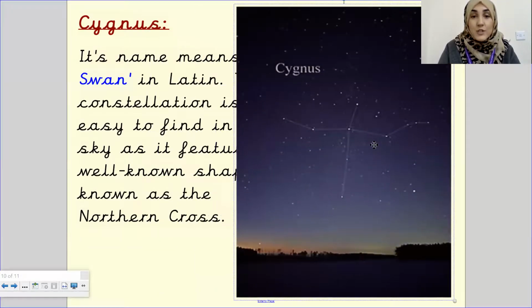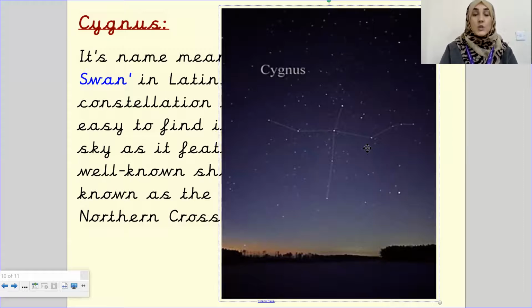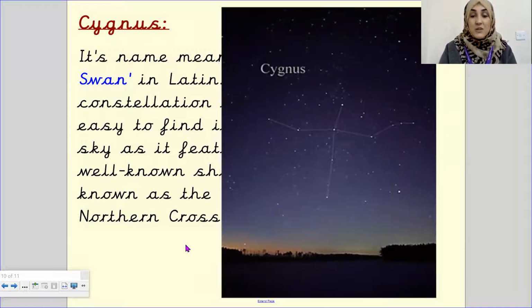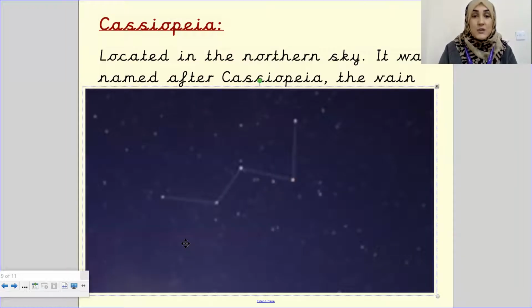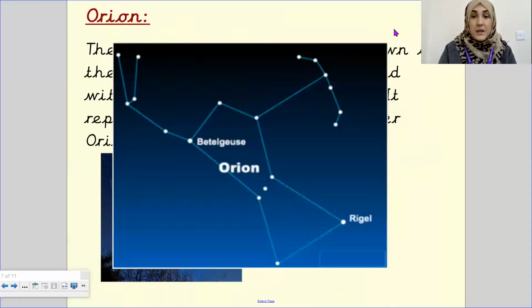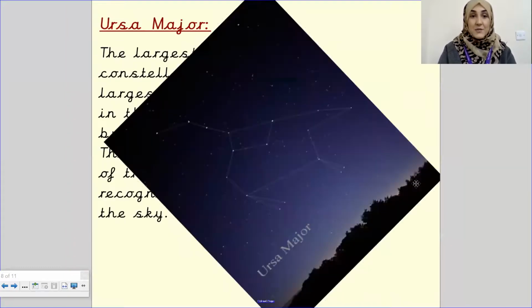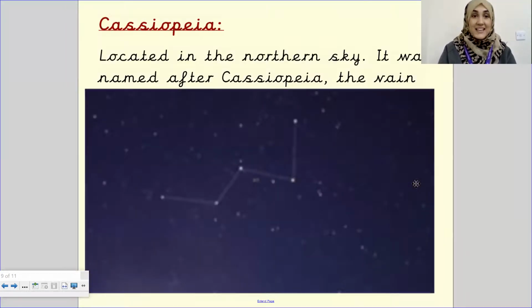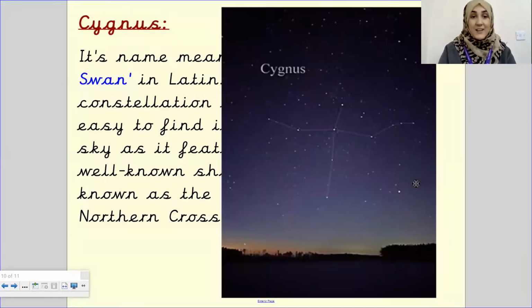Now, before I move on to your task, I would like you to talk to your teddy or tell the person in the room which one has been your favourite. So I'll just go back a little bit and we'll have a little recap. Which one has been your favourite? Is it 1, Orion? Is it 2, Ursa Major? Is it Cassiopeia? Or is it Cygnus?